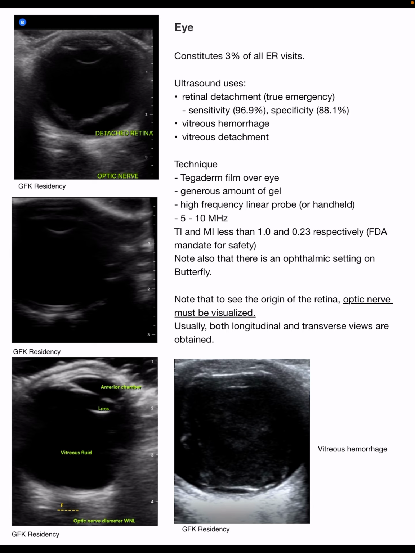A Tegaderm film is placed over the eye and a generous amount of gel is used. High-frequency linear probe. And note that on the Butterfly, there is an ophthalmic setting. It's also important to see the origin of the retina. The optic nerve must be visualized in this case. Usually both longitudinal and transverse views are obtained.